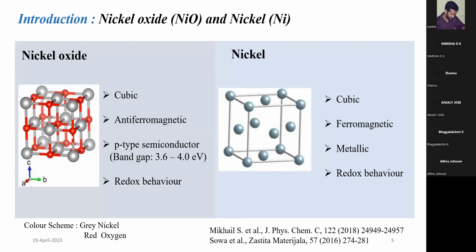Let us introduce nickel oxide and nickel. Nickel oxide is a transition metal oxide with a cubic crystal structure. It is a p-type semiconductor with a wide band gap, and exhibits antiferromagnetic ordering at room temperature. And it is a well-known electrocatalyst for a wide variety of electrochemical reactions. Nickel is a transition metal. It exhibits ferromagnetic ordering at room temperature, and it is well known for its redox behavior in alkaline media.